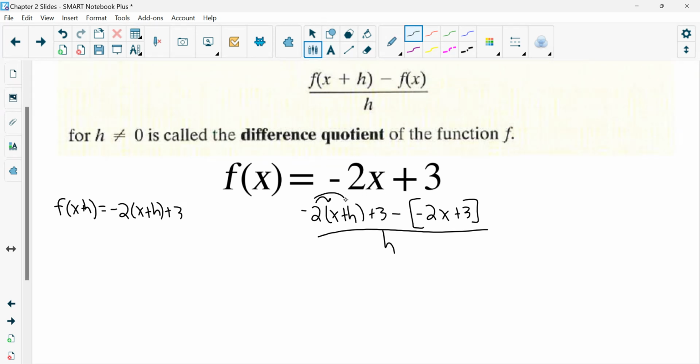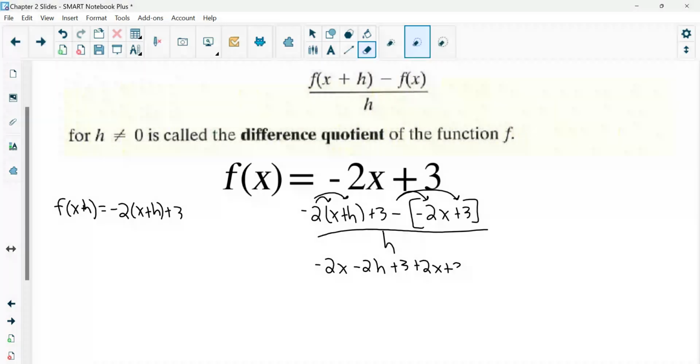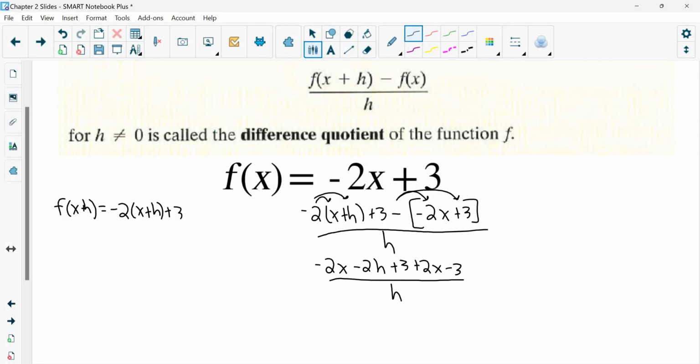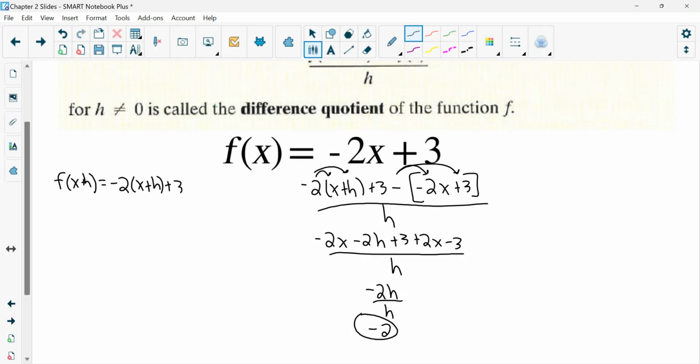So I would distribute the negative 2, so negative 2x minus 2h plus 3. Distribute the negative sign through, positive 2x minus 3, and all over h, and then you should get things to cancel. Negative 2x plus 2x is 0, 3 minus 3 is 0. You're left with negative 2h over h, so you should just get negative 2 in the end. Okay, so you have to simplify that. Just plug it in, and then you have to distribute and simplify.